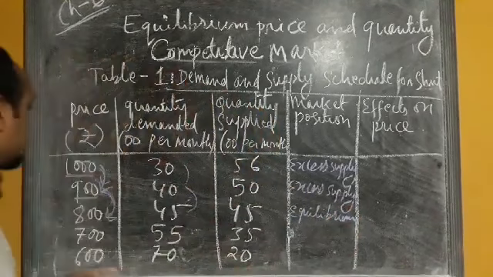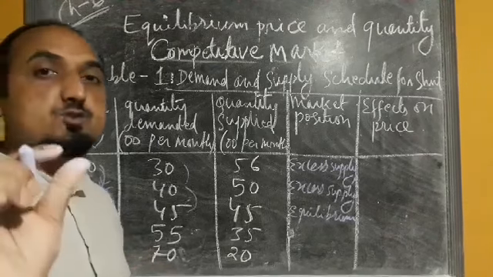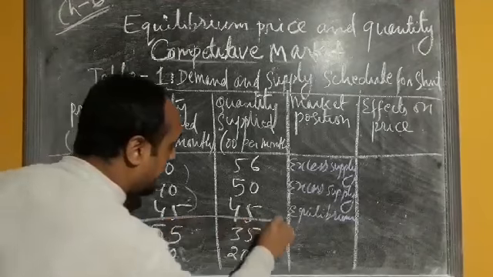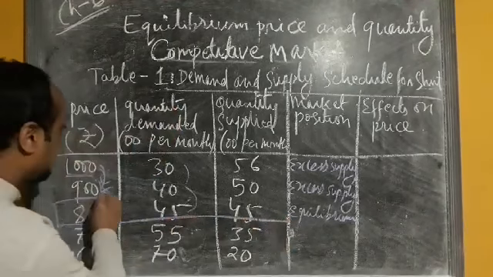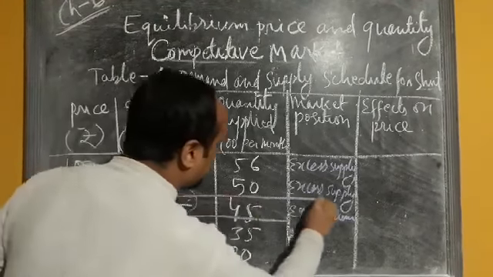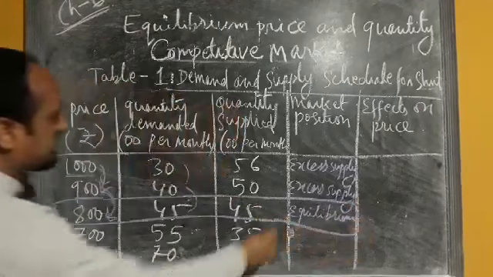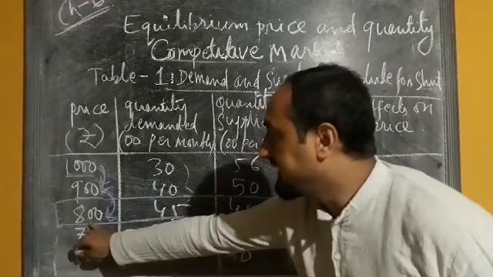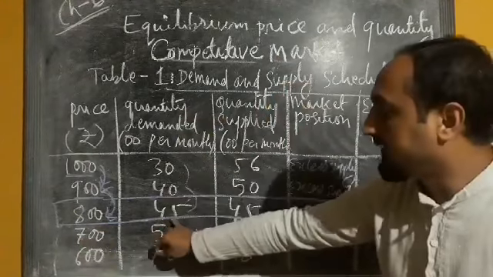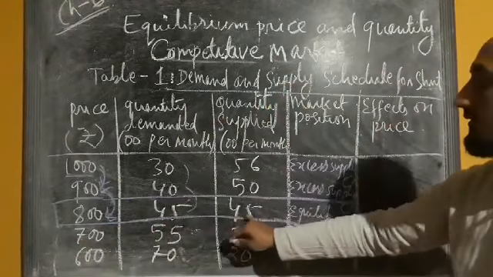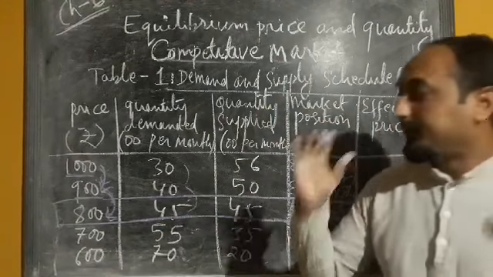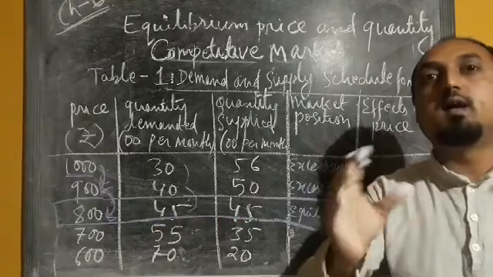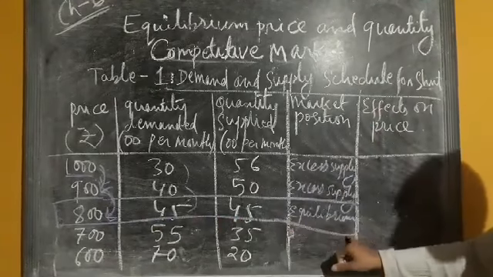That means what is your equilibrium price? 800 is your equilibrium price, because at this price quantity demanded and quantity supplied are the same. I have marked it with this chalk. See here, price is 800, quantity demanded is 45,000 and quantity supplied is also 45,000. That means the price at which quantity demanded and quantity supplied are the same is known as equilibrium. So this is your equilibrium.